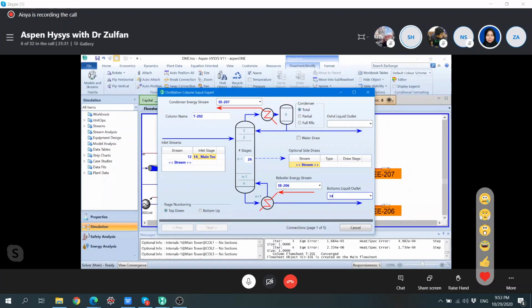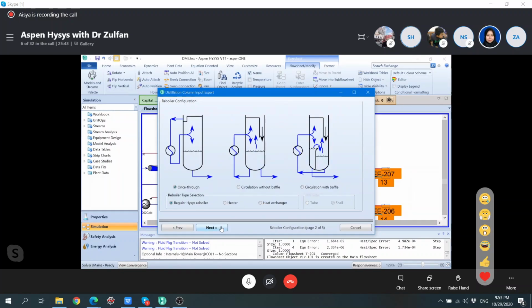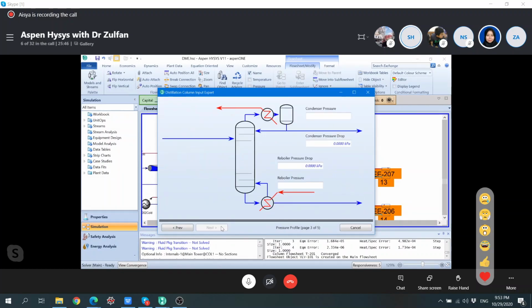Bottom stream is number 14. Overhead is 13. Okay. Next. Next. Condenser pressure is top column is 7.3.